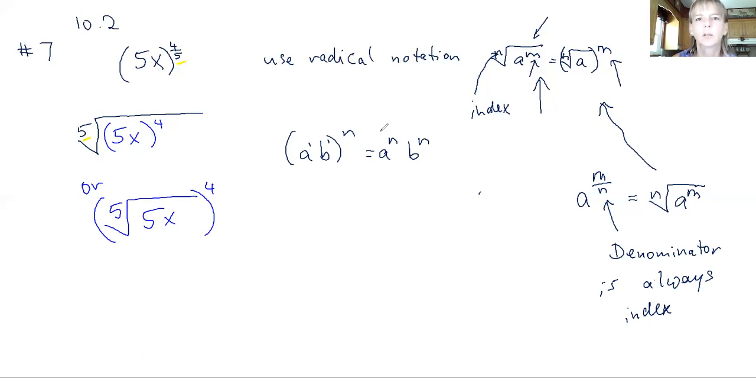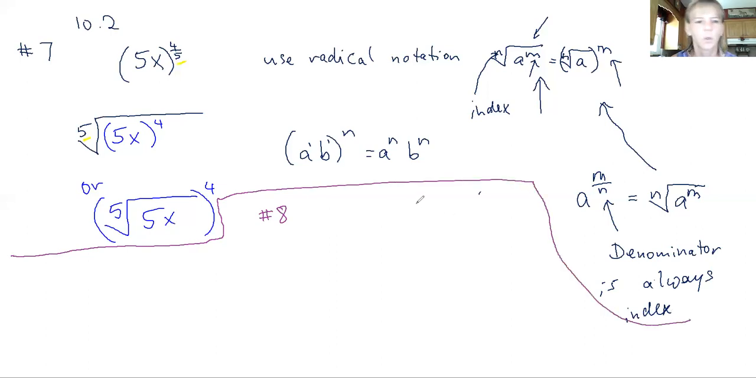Now let me change color. I'm going to do number 8 here. And then I'll start a new screen. Number 8 was the same instructions. That's why I didn't want to rewrite those, but it was 6x plus 5 quantity to the 4/5. So they're pretty redundant with that exponent, but it says use radical notation. So this is an exponential form, just like the first one, number 7.